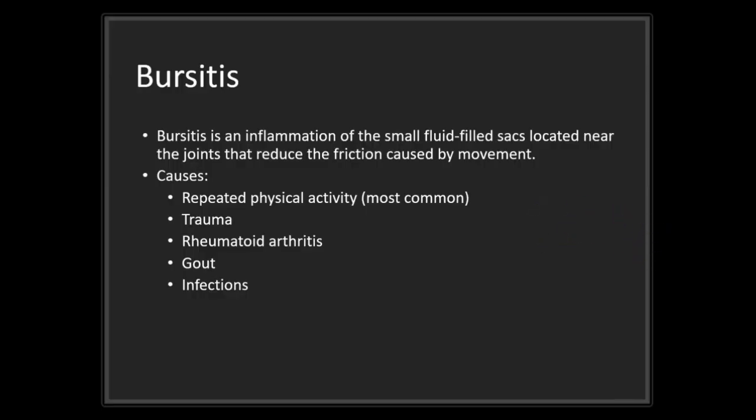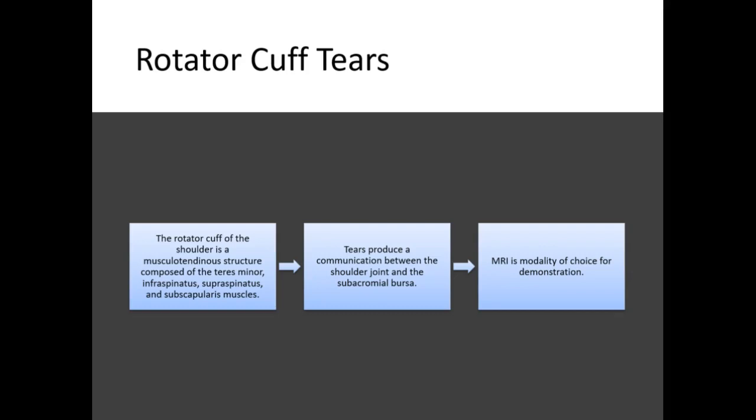Bursitis. All right. Inflammation of the small fluid-filled sacs located near the joint that reduce the friction caused by movement. So it can be caused by repeated physical activity. That's most common. Trauma, rheumatoid arthritis, gout, and infections.